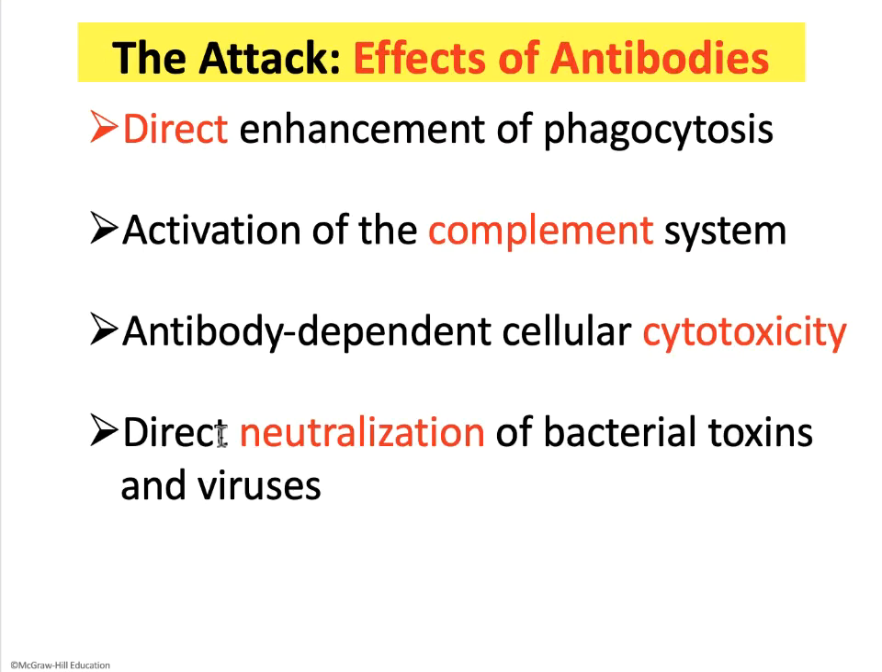Finally, we have the direct neutralization of toxins produced by bacteria or virus particles. In this case, the binding of the antibody leads to precipitates being formed, and those precipitates can be removed from the tissue, or they can prevent the toxins from binding to something else because they're already bound to the antibody. So these are some of the mechanisms discovered so far.